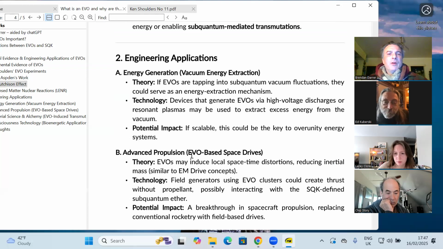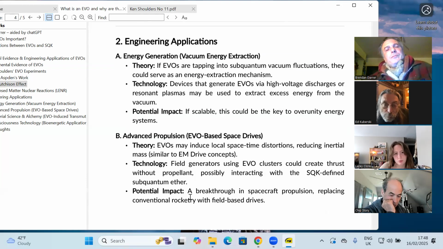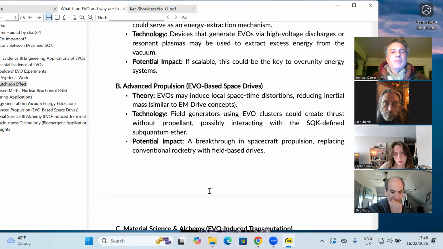B. Advanced propulsion, EVO-based space drives. Theory: EVOs may induce local space-time distortions, reducing inertial mass, similar to the EM drive concept. Technology: field generators using EVO clusters could create thrust without propellant, possibly interacting with the SQK-defined quantum ether. Potential impact: a breakthrough in spacecraft propulsion, replacing conventional rocketry and field-based drives.